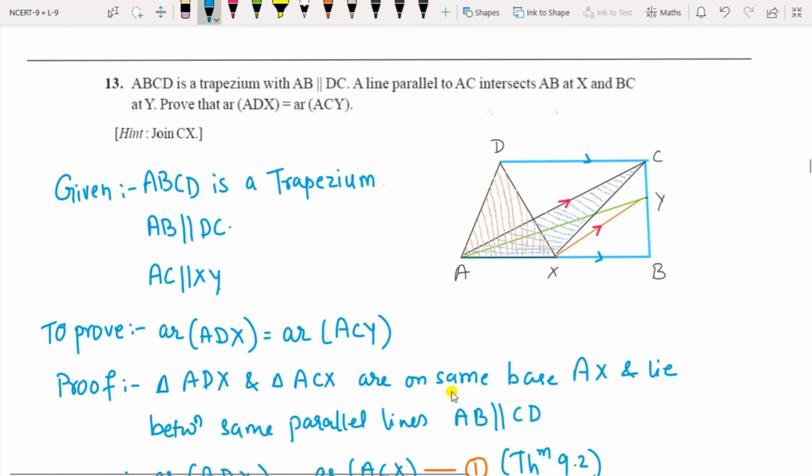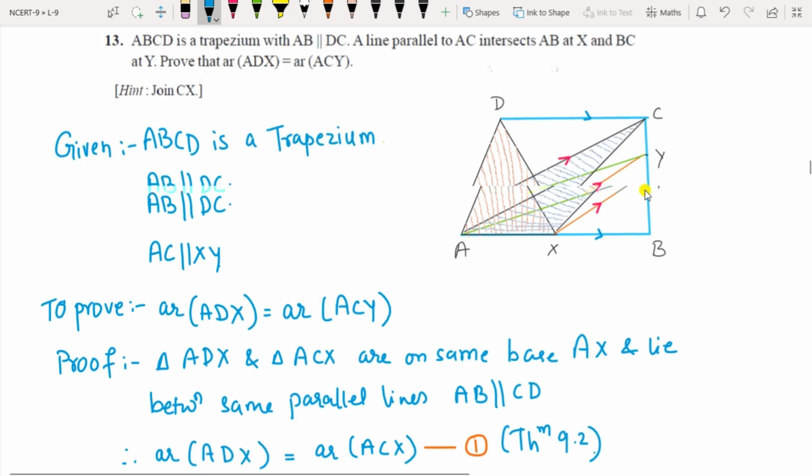Thirteenth question here is, ABCD is a trapezium. You know the property of trapezium, that opposite sides are parallel to each other. A line parallel to AC intersects AB at X. So this is the AC here, and the line parallel to AC is XY, which intersects AB at X and BC at Y here. So you have to prove that area of ADX is equal to area of ACY.